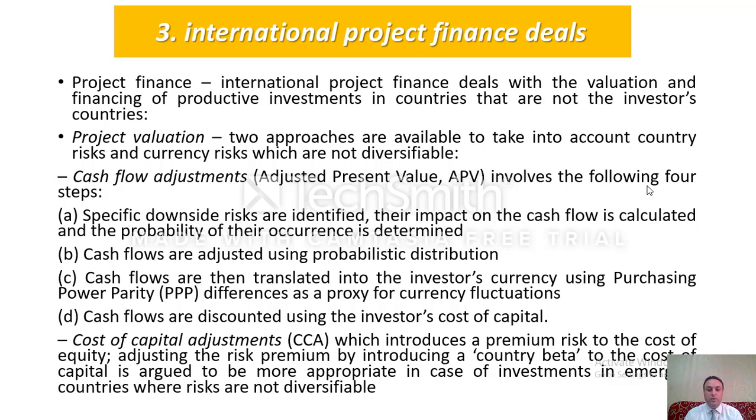This is how to evaluate such a project with the cash flow adjustment approach, or what is called adjusted present value. The second approach is the cost of capital adjustment, which introduces a risk premium to the cost of equity. Adjusting the risk premium by introducing a country beta to the cost of capital is argued to be more appropriate in the case of investments in emerging countries where risks are not diversified.